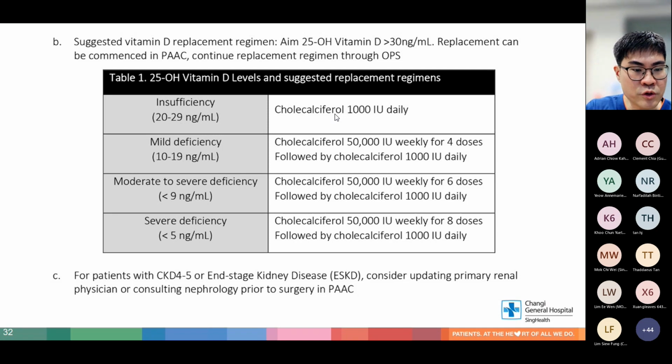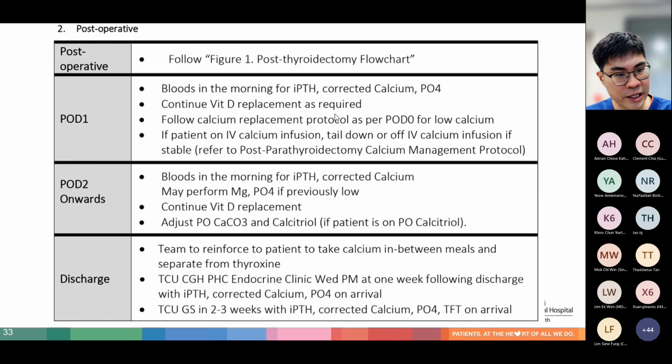Of course, we also put a caveat down there for patients with CKD or ESRF who already have secondary hyperparathyroidism. Obviously the management and the calcium and vitamin D levels are haywire, so we would actually get our renal colleagues' input for this.